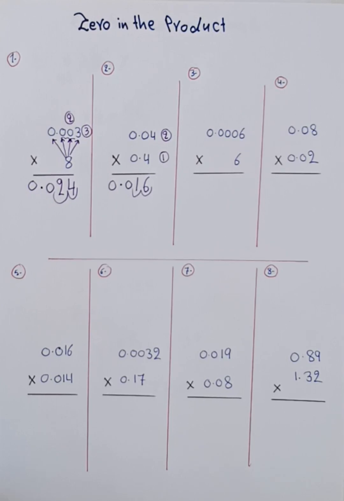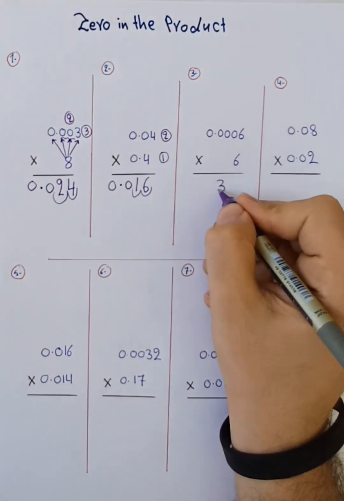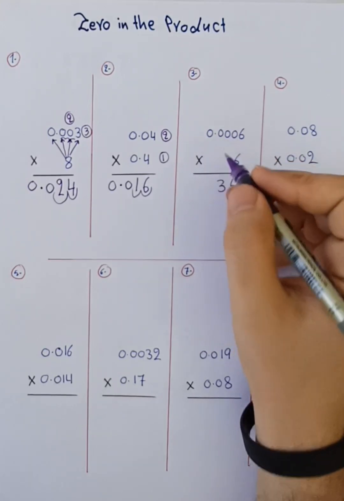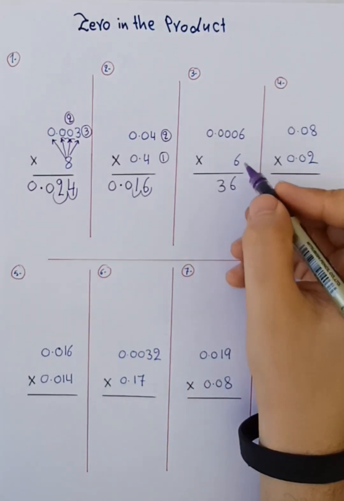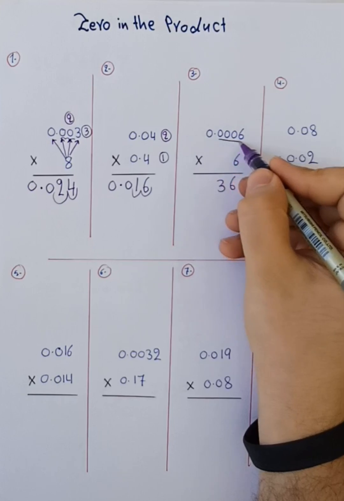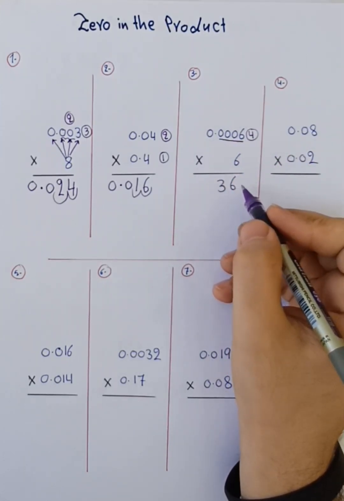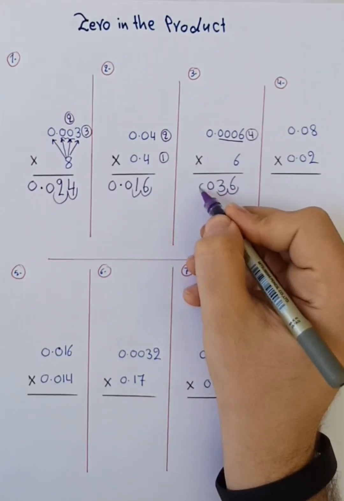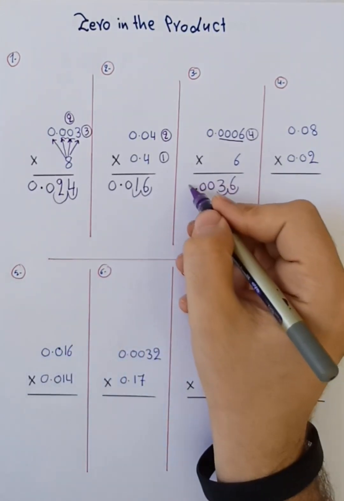Example number 3, we have 0.006 ten thousandth multiplied by 6. So 6 times 6 is 36. You can skip to multiply this 6 by this 0. So you have to write the decimal point in the product. In the first number, after this point, we have 4 numbers. You have to skip 4 numbers and then write the decimal point. 1, 2, 3, 4, and then you have to write the decimal point and then another 0.